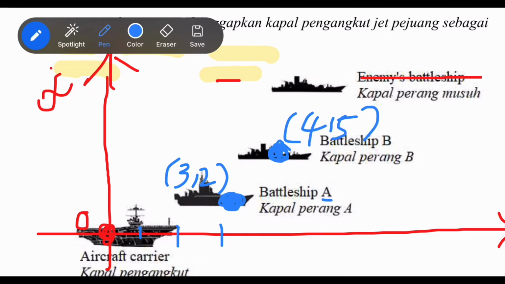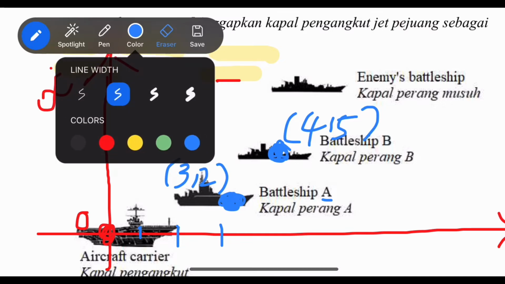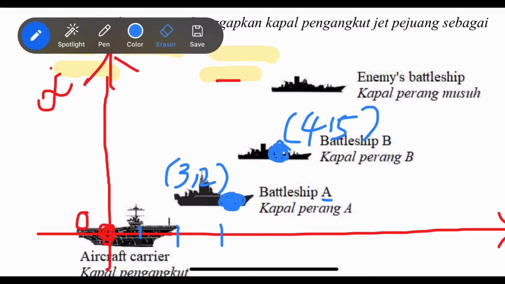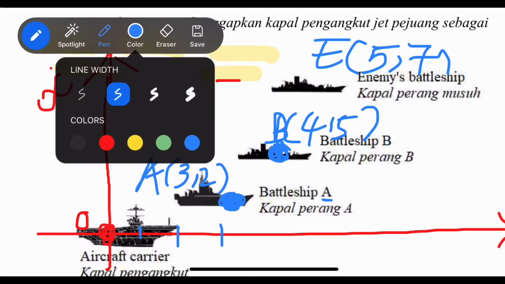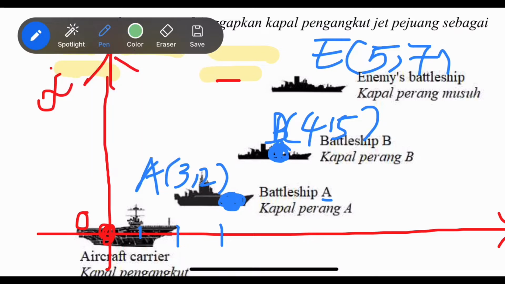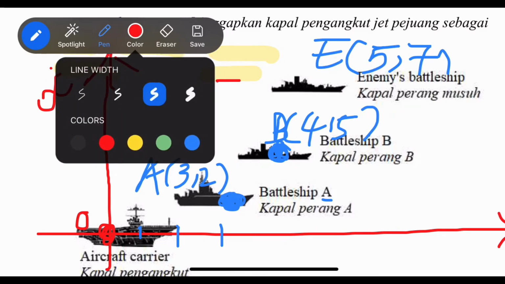This is the so-called unit vector. Remember, 1i is 1 unit along the x-axis, and 1j is 1 unit along the y-axis. So if it is 4i plus 5j, you write 4, 5. And if it is 5i, 7j, you write 5, 7 for the enemy's battleship. Alright, so we will use point form to connect point A, point B and point E.